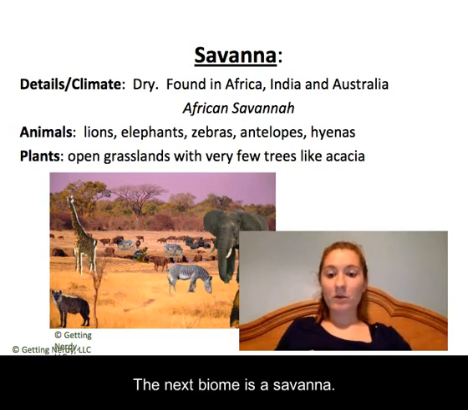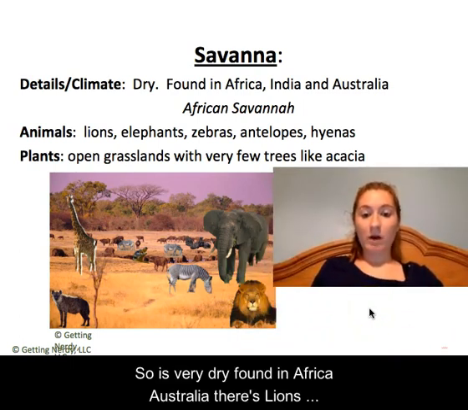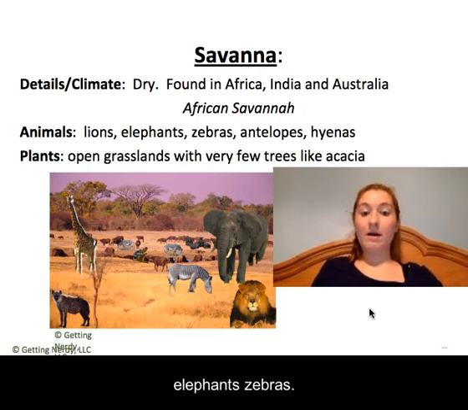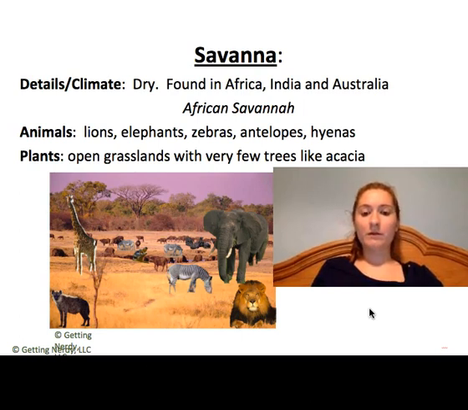The next biome is a savanna. It is very dry, found in Africa and Australia. There are lions, elephants, zebras, hyenas, and it's very open grassland with very few trees.